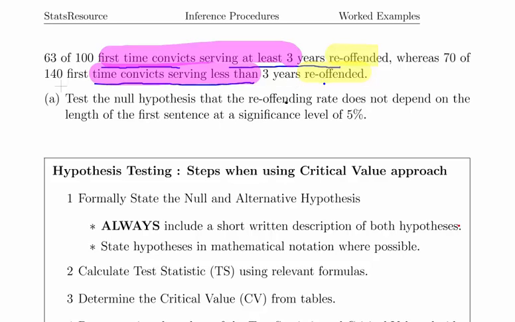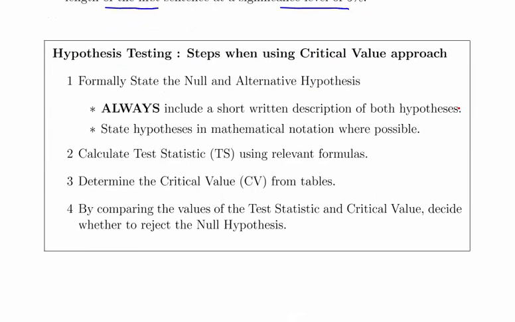Test the null hypothesis that reoffending rates do not depend on the length of the first sentence at a significance level of 5%. So in this video, we're going to use this 4-step approach for hypothesis testing.